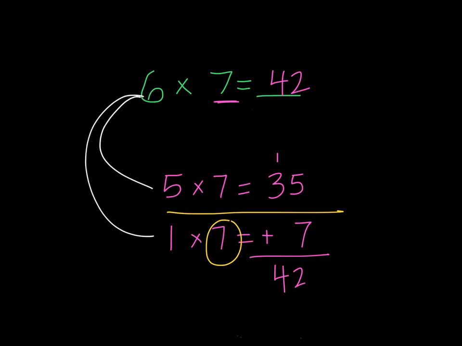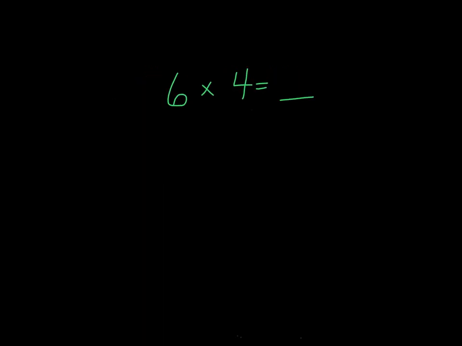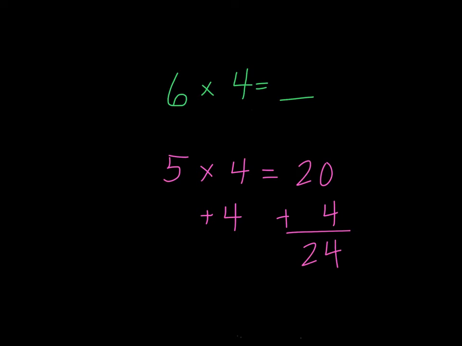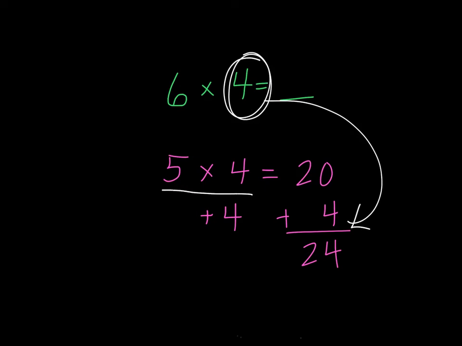Let's look at another example. So here we have 6 times 4. I'm going to take the 6 and break it down into 5 plus another group of 4 here. So 5 times 4 is 20, plus 4 is 24. So the number that I'm adding is this factor. That's where I got this 4 from. So I did 5 times 4 first, then I added another group of 4, which gave me the answer of 24.